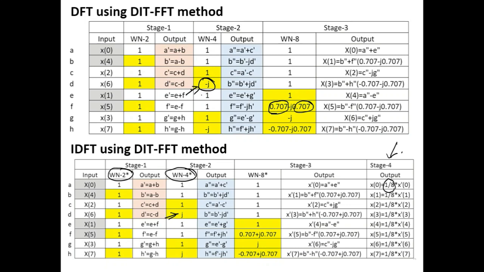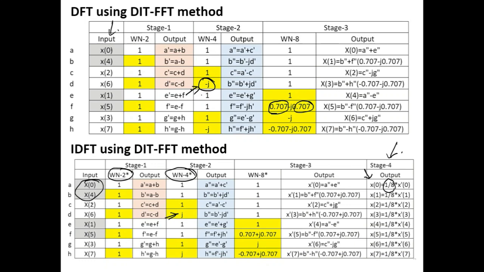IDFT. That's what I told you. If you are talking about DITFFT, then input is always in the decimated order, output is in the normal order. Whether you are doing DFT, whether you are doing IDFT. Okay. If you see, that is why I have done this. Input over here, small x 0, small x 4. And in the next case, I have given capital X 0. So see, this is in the decimated order. This is not in the normal order. And output, see, it is in the normal order. X 0, 1, 2, 3, 4, 5, 6, 7.